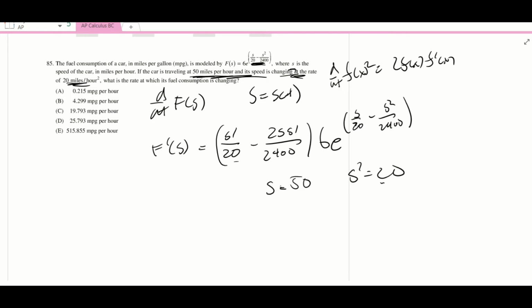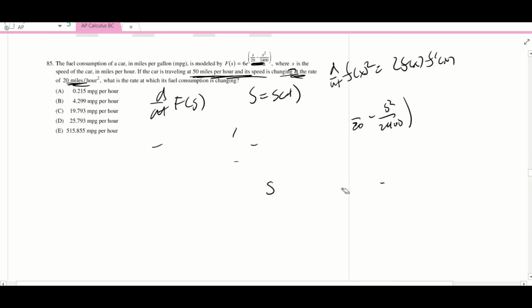Alright, it's definitely not an error in me entering it. So I think it's an error in the function itself. So don't laugh at me, I'm gonna try to do it again. So f of s is this monstrosity, and we want the rate at which the fuel consumption is changing with respect to the time in hours.